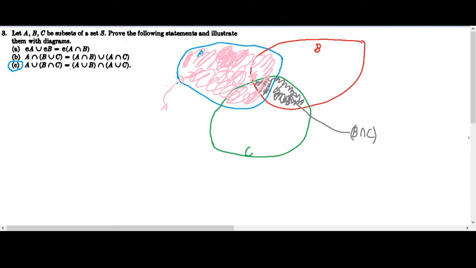So first, let's show that the set A union B intersect A union C is a subset of A union B intersect C.